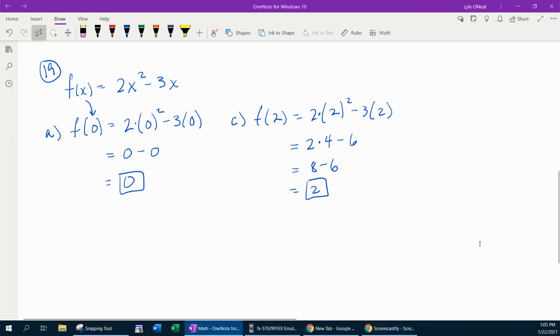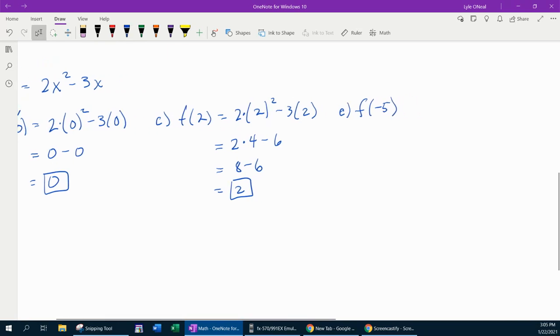Now let's do part E. It's part E. All right, f of negative 5. And so this time we're going to plug and play. 2 times negative 5 squared minus 3 times negative 5. Again, doing it manually and then electronically.